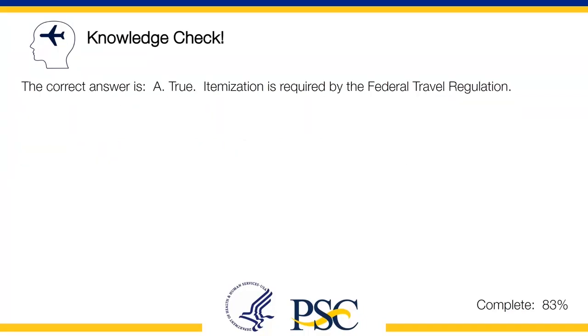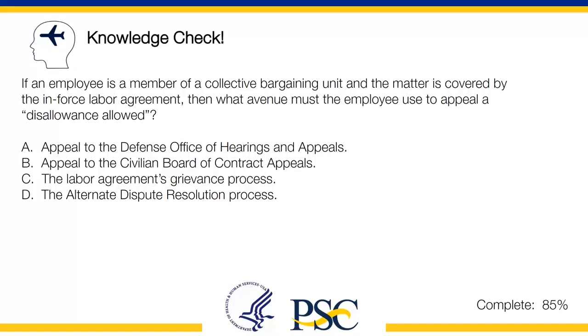The correct answer is A. True. Itemization is required by the Federal Travel Regulation. If an employee is a member of a collective bargaining unit and the matter is covered by the in-force labor agreement, then what avenue must the employee use to appeal a disallowance? A. Appeal to the Defense Office of Hearings and Appeals. B. Appeal to the Civilian Board of Contract Appeals. C. The Labor Agreements Grievance Process. D. The Alternate Dispute Resolution Process. Pause the video, consider your response, and then resume to learn the answer.